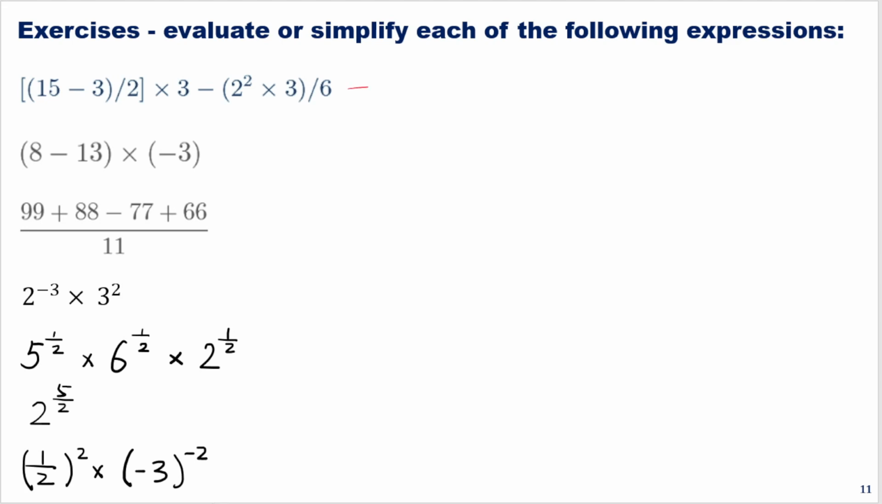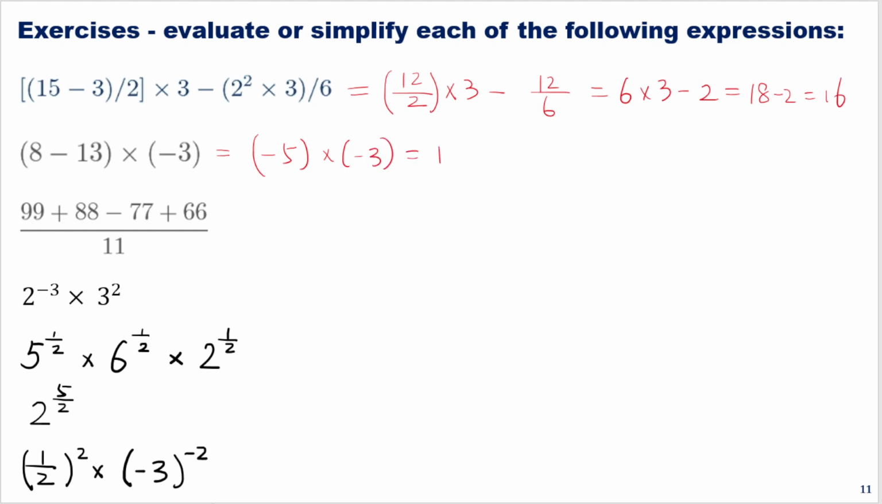Okay, let's do this together. You can compare your results with mine, okay? 15 minus 3 is 12. 12 over 2, we can just leave it there, times 3, minus 2 to the power of 2 is 4. 4 by 3 is 12. So 12 over 6. So this gives us 3. 6 times 3 minus 2, which is 18 minus 2, which is 16, right? Second one, first we can calculate 8 minus 13. This is negative 5 times negative 3. This gives us positive 5, right? Can you follow me?